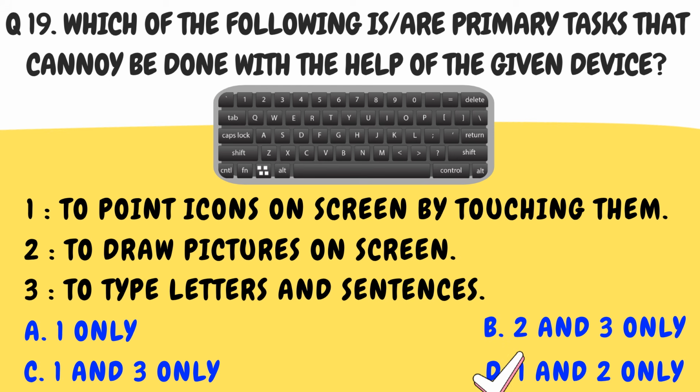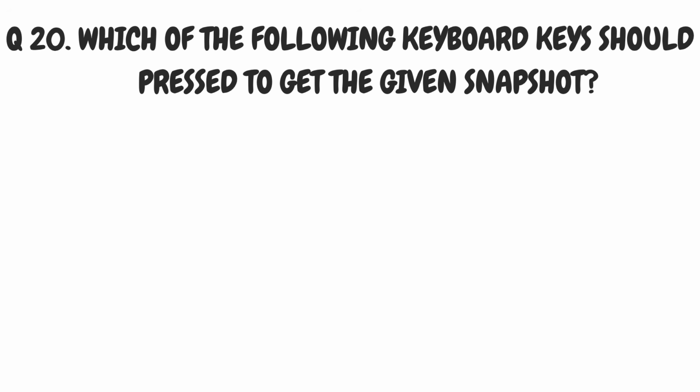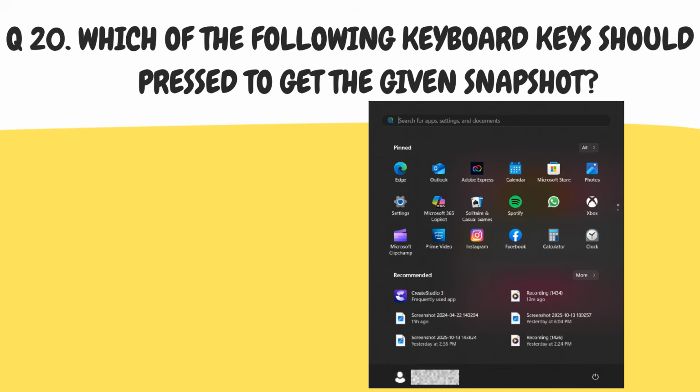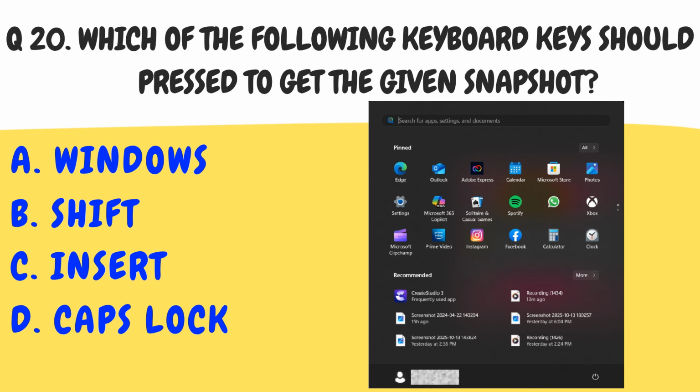Which of the following keyboard keys should be pressed to get the given snapshot? A. Windows, B. Shift, C. Insert, or D. Caps Lock? The correct answer is A. Windows.